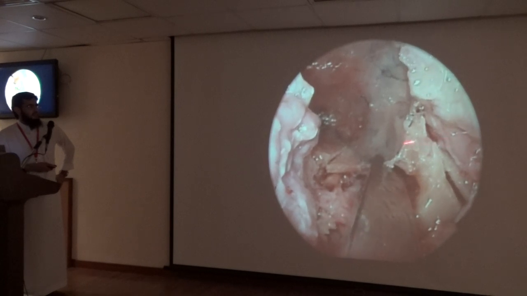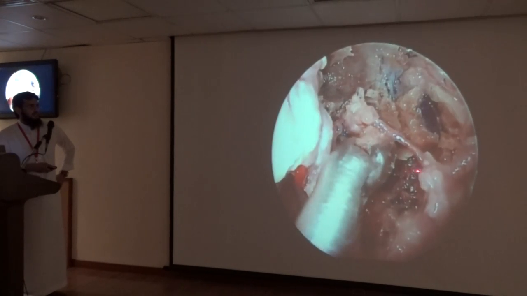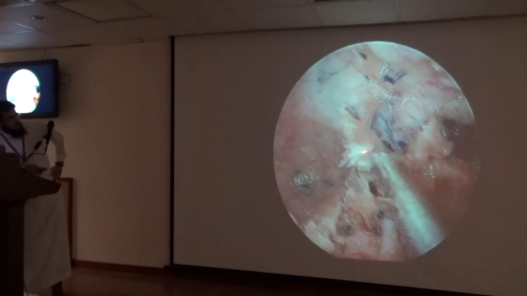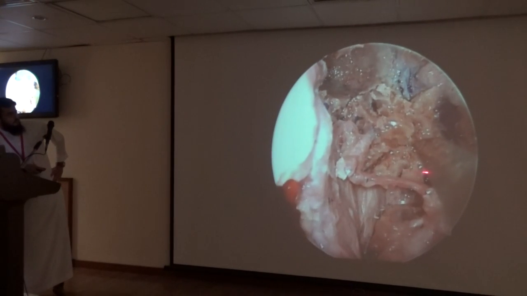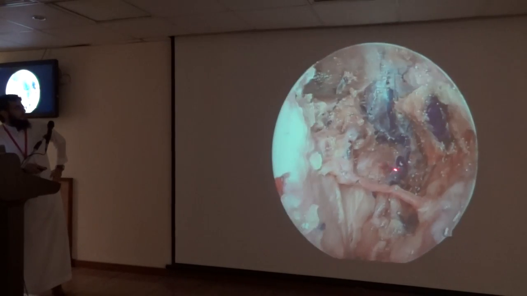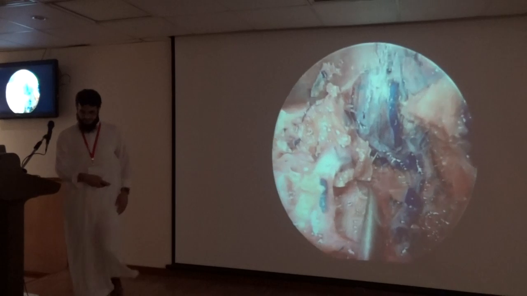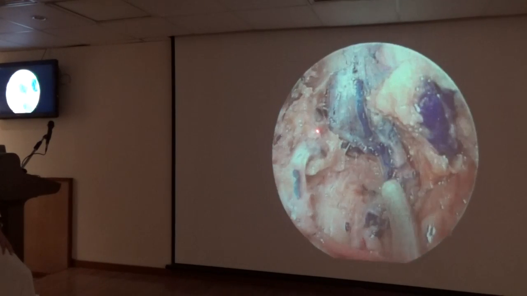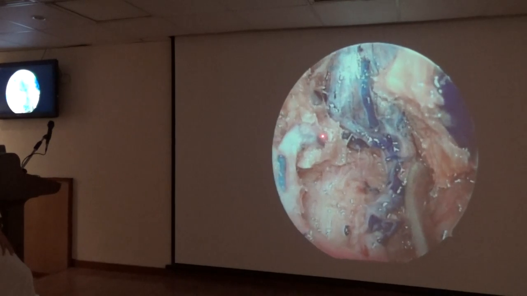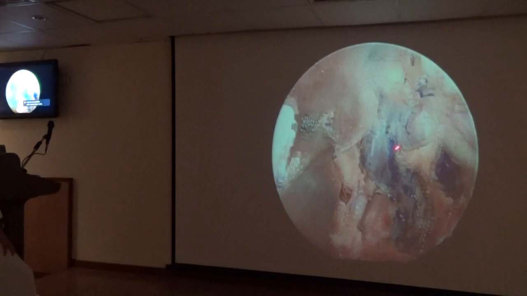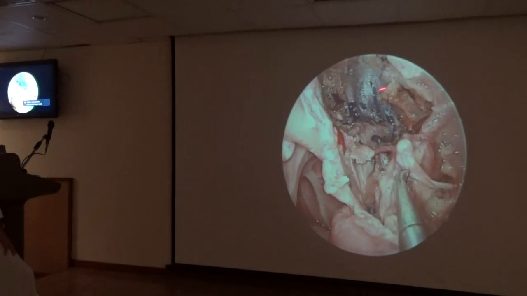and see so many structures like V2. We remove the bone now. This is V2, and this is part of the pterygoid. We can see. So this is the vidian nerve going to the carotid, to the petrous portion of the carotid. This is V3 through the foramen ovale, and this is V2 superiorly.